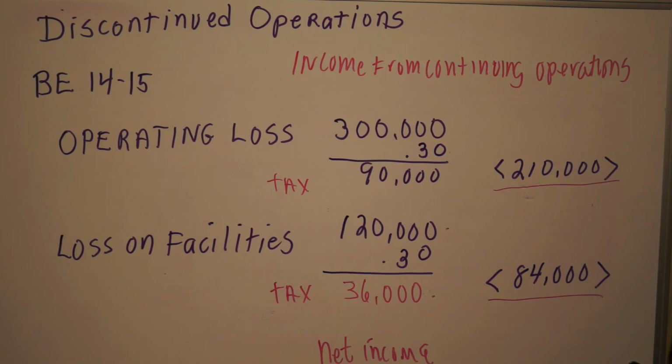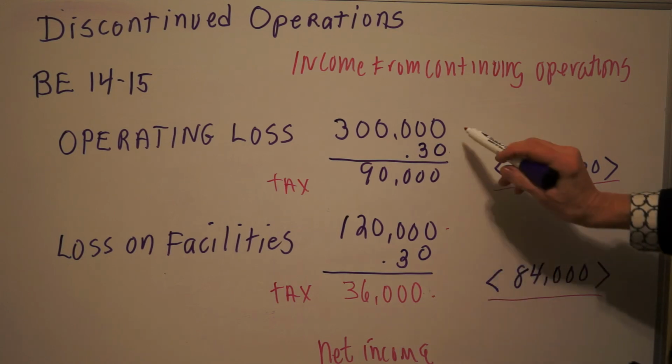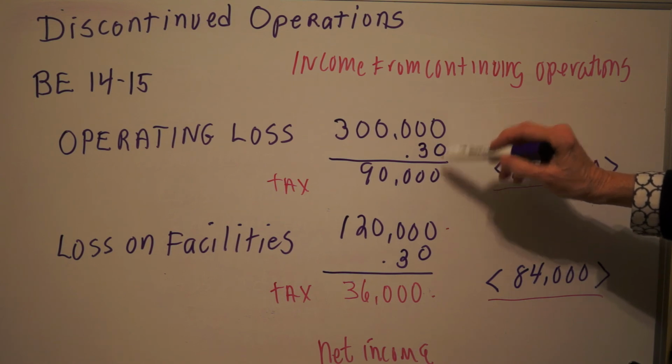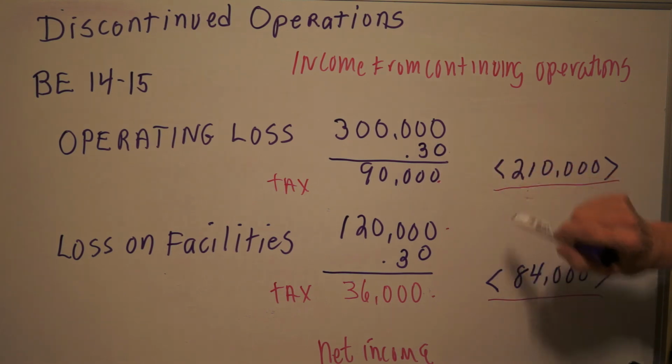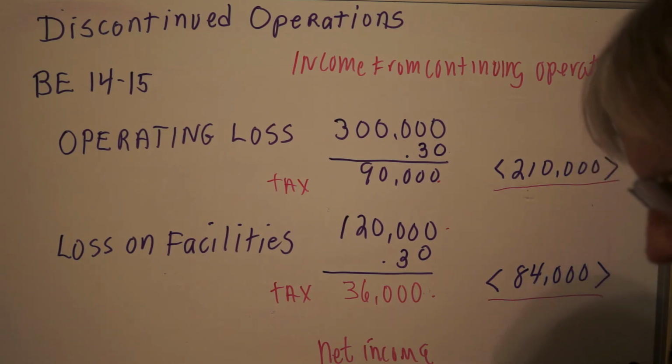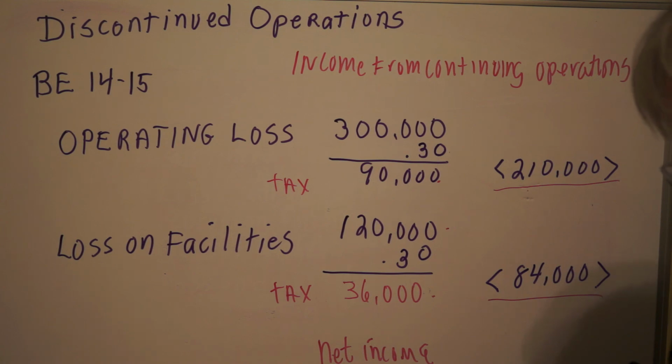And it does not matter if it's a loss or a gain. You could have revenues of 300,000, and if it were revenues instead of a loss, it would still be times 30% net of tax impact. It would just be the plus 210. So it doesn't matter gain or loss, you just get the tax impact out of it. Okay, so that's your discontinued operations, and what I'll do next is an income statement that shows why they bother to do this.